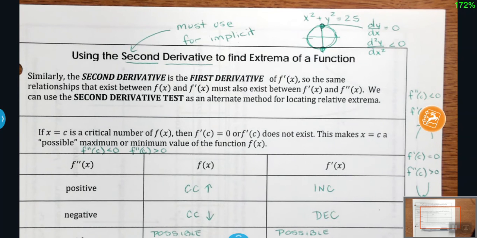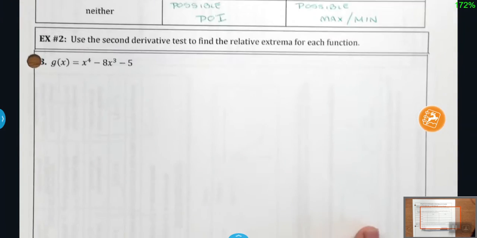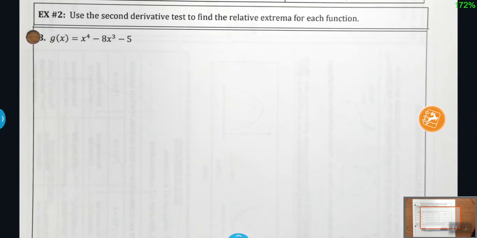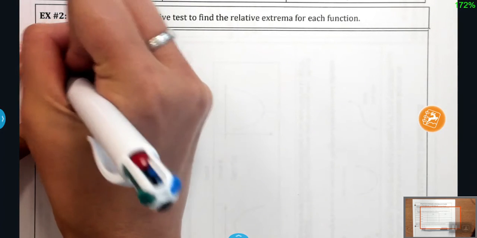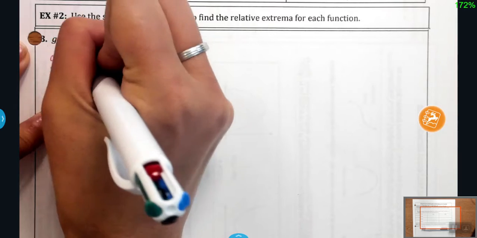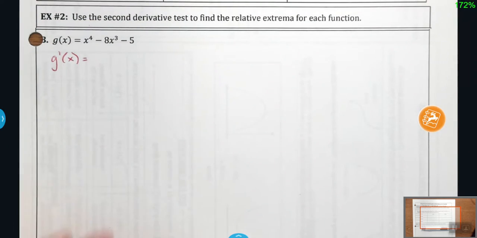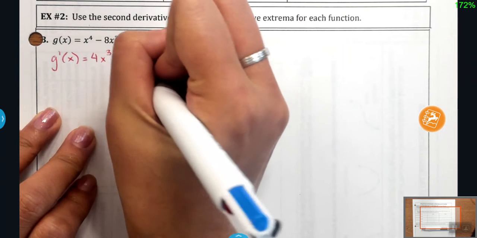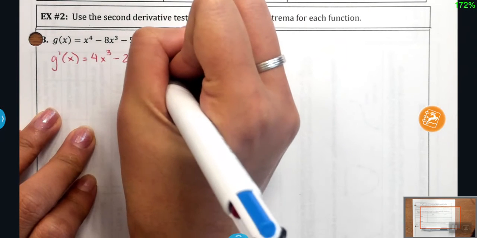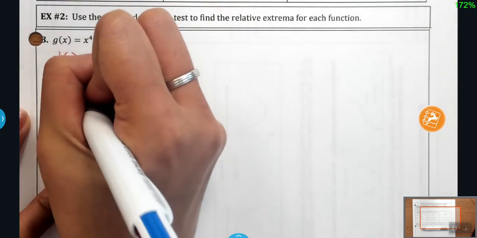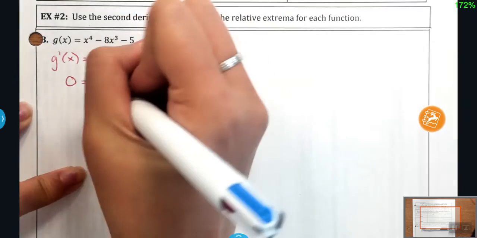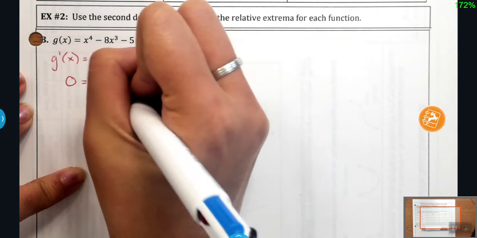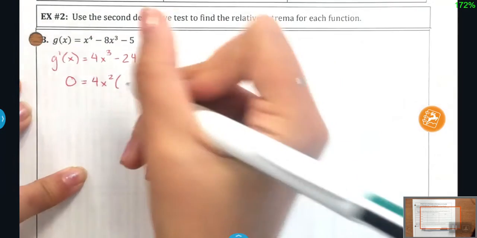All right, now we're back to original explicit functions. So let's use the second derivative test to find relative extrema for each function. So here's g of x. Let's find our critical values first. So where g prime of x equals 0, so 4x cubed minus 24x squared. Our critical values are when I set it equal to 0. I'll take a 4x squared out.